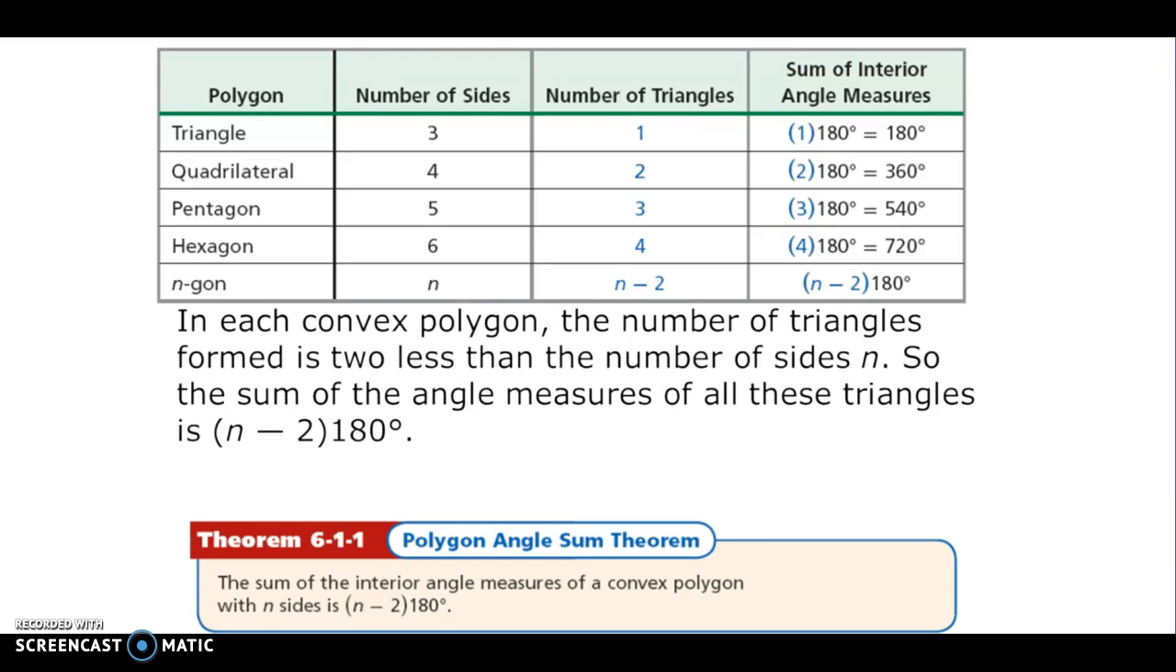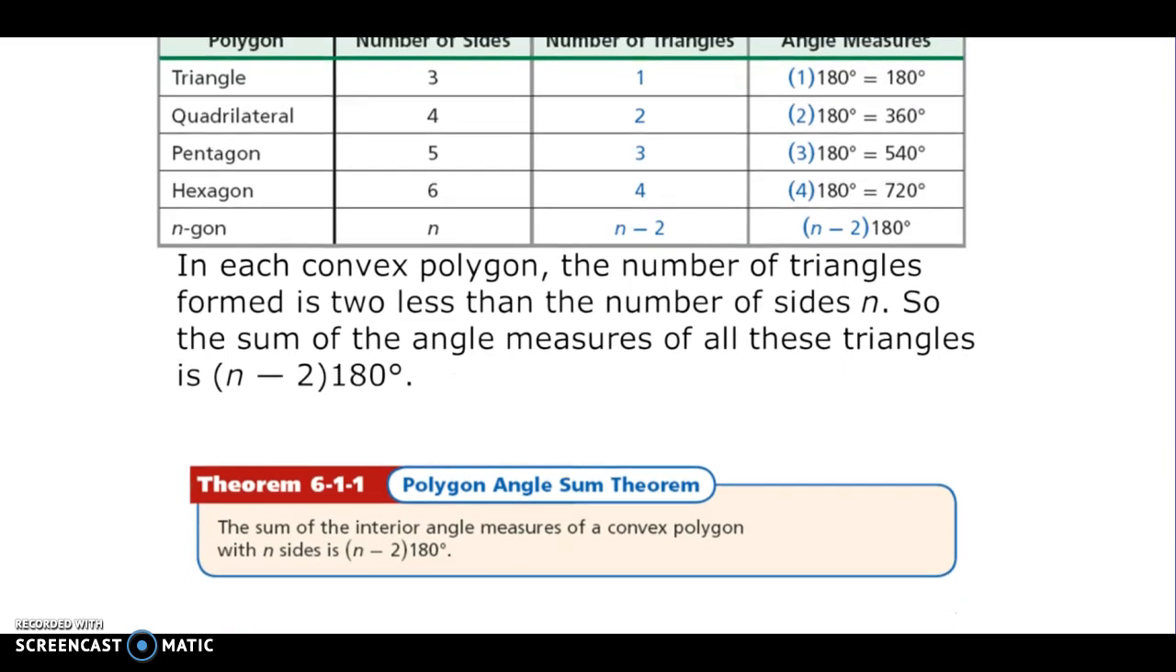So n minus 2 is how many triangles, times the angle measure of a triangle, which is 180. So you can apply that to any polygon. That's our polygon angle sum theorem. So just like our triangle sum theorem, where we set things equal to 180 because it was equal to the interior angles of a triangle, you can apply that to any polygon now.